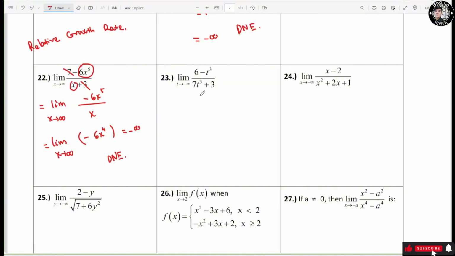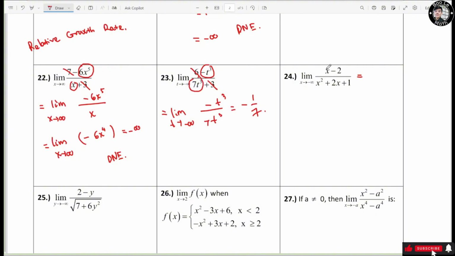Question 23. We do exactly the same thing, right? So when t approaches negative infinity, this guy grows faster than this guy, right? So we just ignore this guy. This guy grows faster than this guy, right? We just ignore this. So it's going to be limit when t approaches negative infinity of negative t cubed over 7t cubed, right? Now t cubed and t cubed right here cancel out, the answer is negative 1 over 7, right? Question 24. We use the relative growth rate, right?